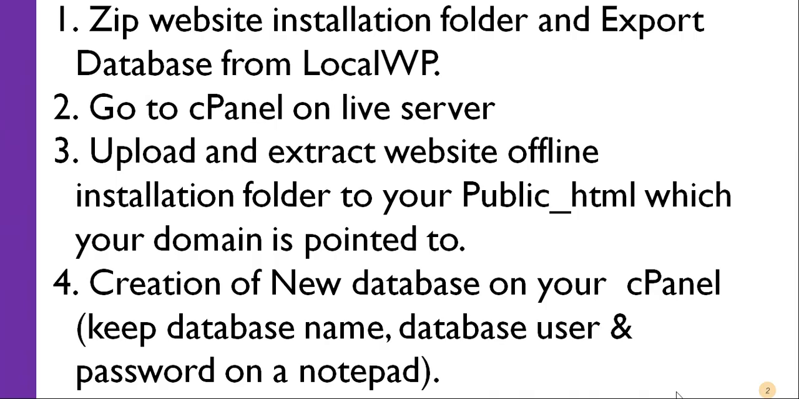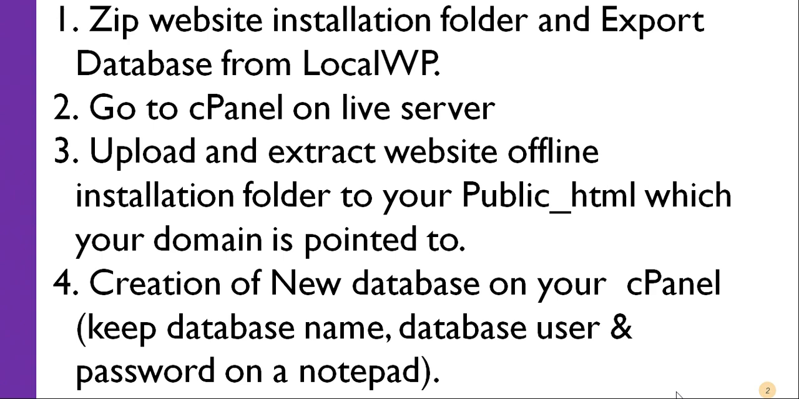The first thing you need to do is locate our website under the local WP installation, wherever it's located on our PC. We'll zip it up, then we'll locate the database also, and we'll put both of them under a single location.